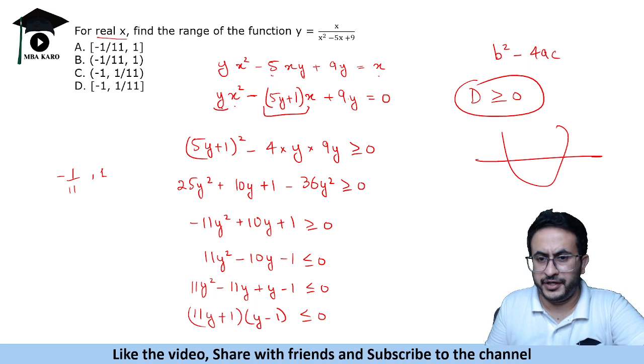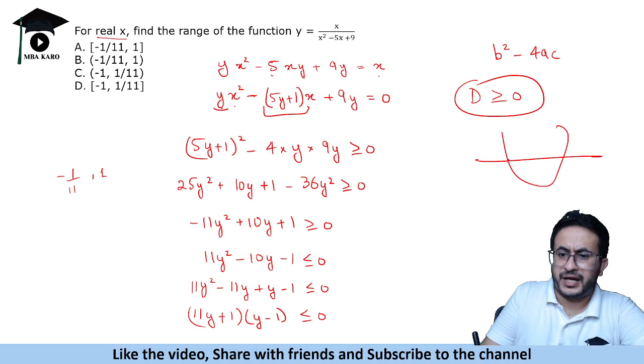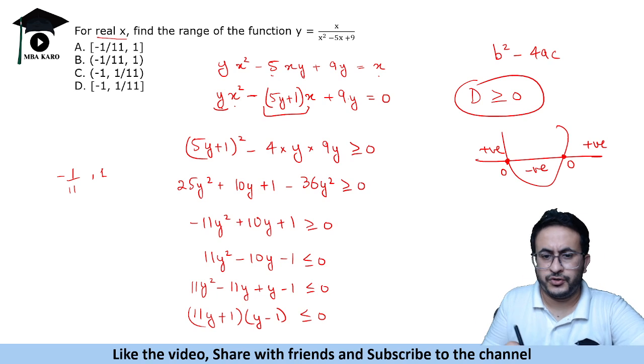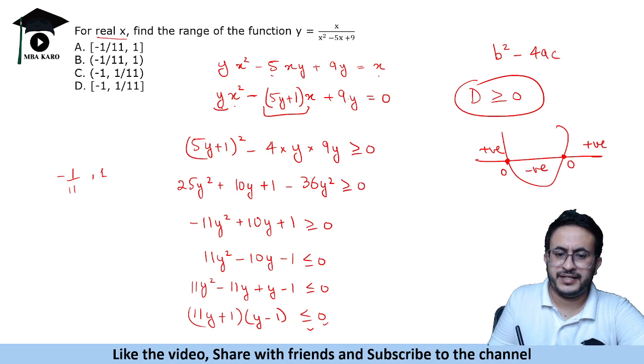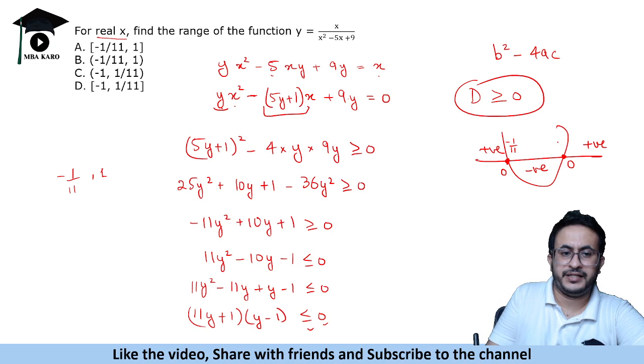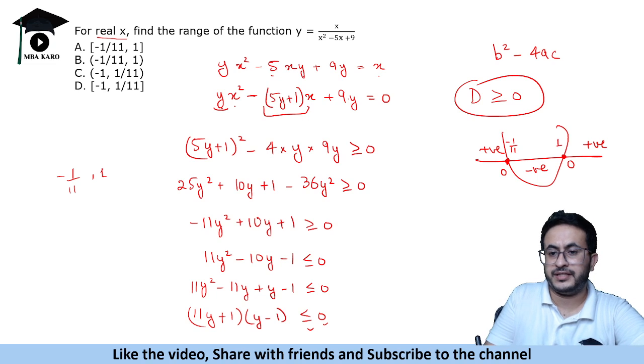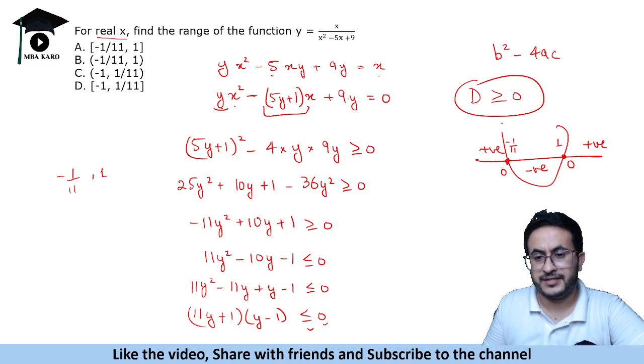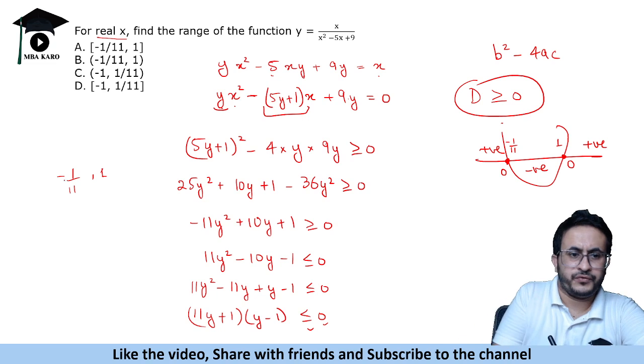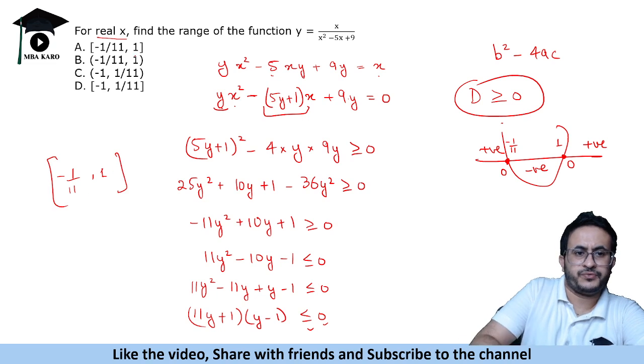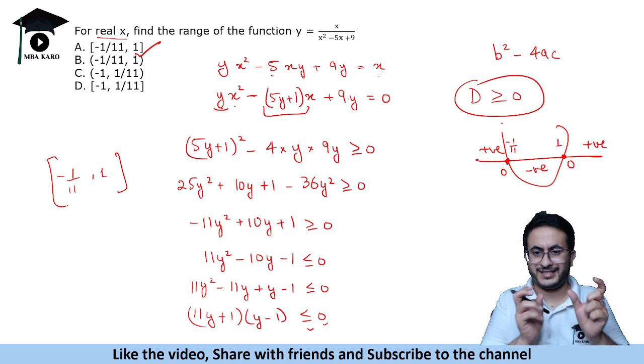Now if we have a quadratic expression, at the roots it is 0. Beyond the roots it is positive, and between the roots it is negative. So we are considering 0 as well as negative cases, from this point to this point. It is 0 at minus 1 by 11 and at 1. So we will consider all the values from minus 1 by 11 to 1. We will take this entire range.